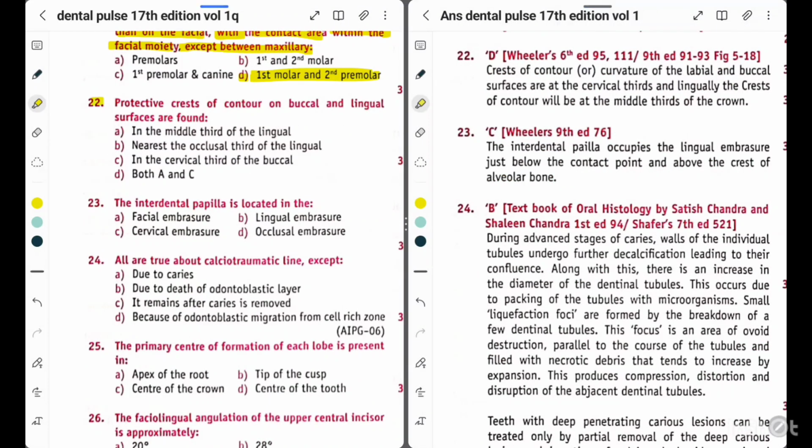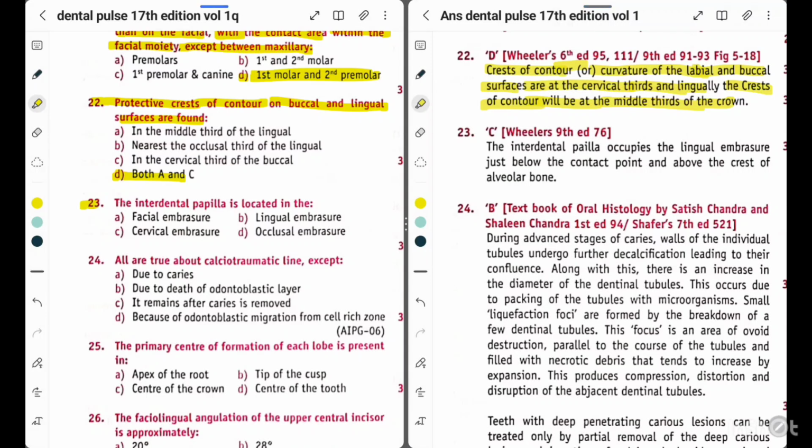Now question 22. Protective crests of contour on buccal and lingual surfaces are found in the middle third of the lingual, nearest the occlusal third of the lingual, in the cervical third of the buccal, or both A and C. So its answer is option D, both A and C. The crest of contour or curvature of the labial and buccal surfaces is at the cervical third, and lingually the crest of the contour will be at the middle third of the crown.